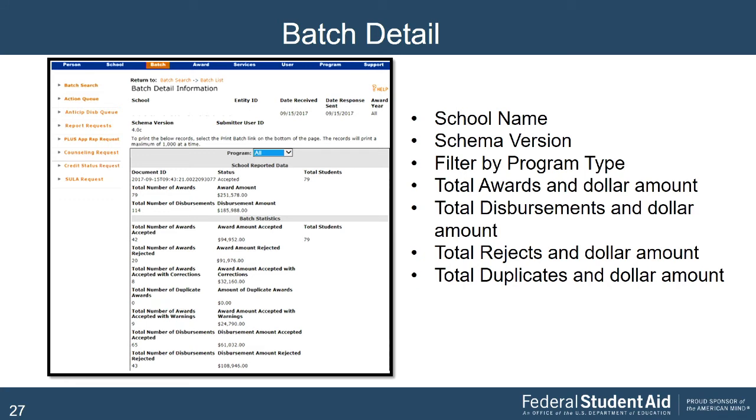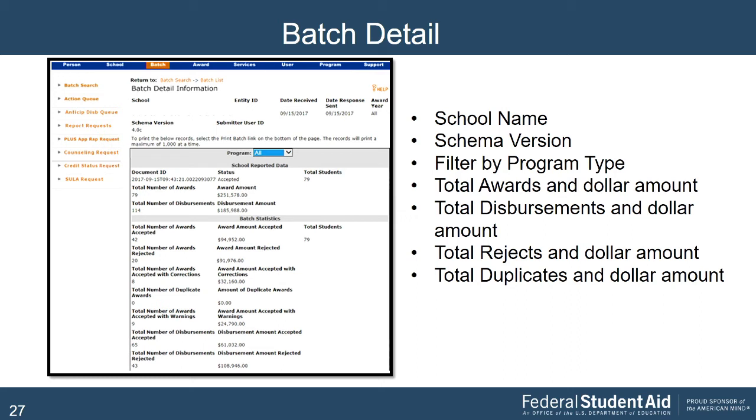The top part of the page is going to give you a summary of your batch detail information. It's going to show you things like your school name, the schema version that it was sent in. You can filter this by program type, which again is probably not super beneficial for you guys because you only have one, but you can see the total awards and the dollar amount of those awards, the total disbursements and the dollar amount of the disbursements.